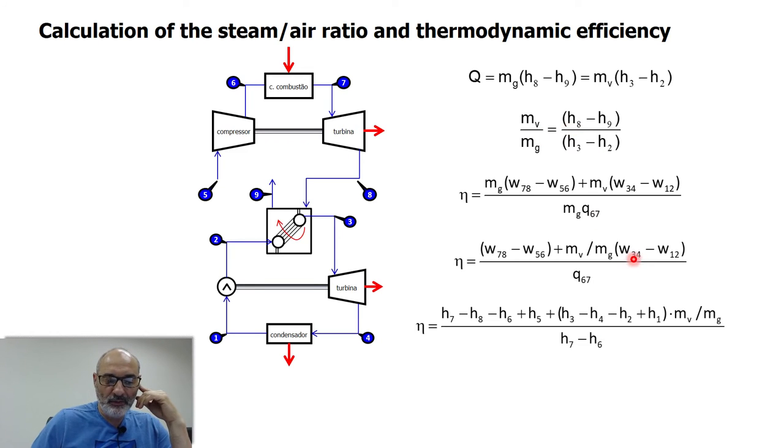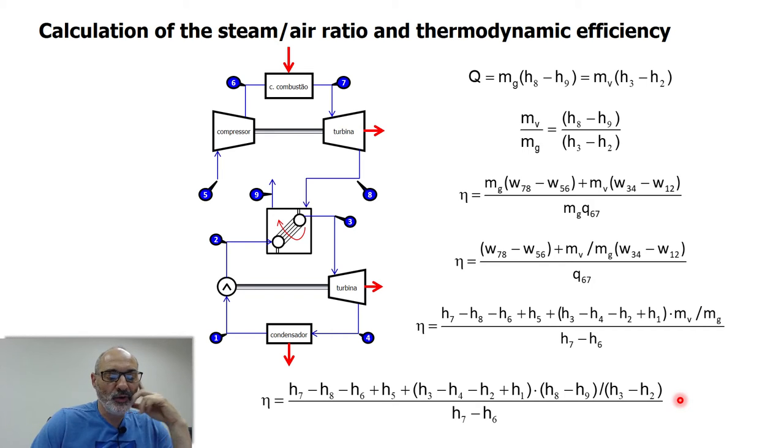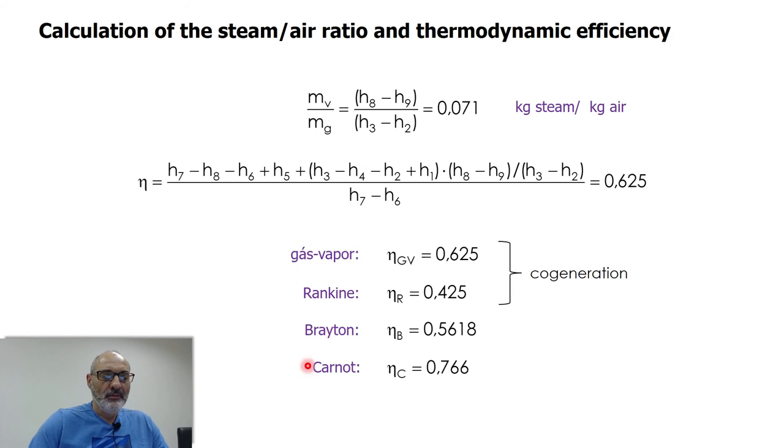When we replace all the enthalpies, and by replacing the mass flow relations here, we get this final expression, which we can calculate because we know all the enthalpies. Making all the calculations, the mass flow relation in terms of kilograms of steam divided by kilograms of air is 0.071, and by replacing all the enthalpies, we get 62.5%. That's the overall thermodynamic efficiency of the combined gas steam cycle, the combined Brayton-Rankine cycle.